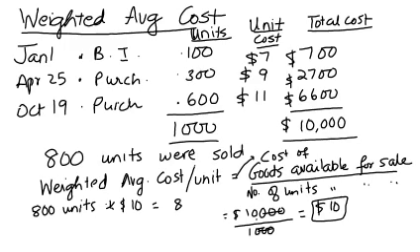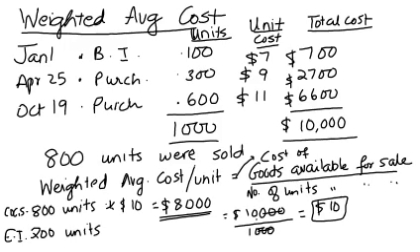So the cost of goods sold on the 800 units is $8,000. Now there are 200 units in ending inventory. So ending inventory is 200 units. Cost of goods sold is 8,000. So the 200 units should also be costed at $10, and this is $2,000.